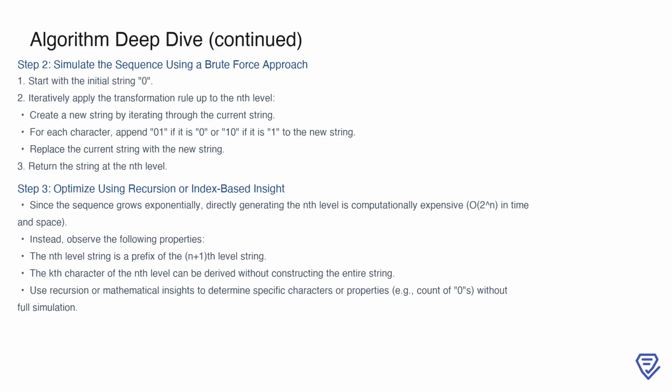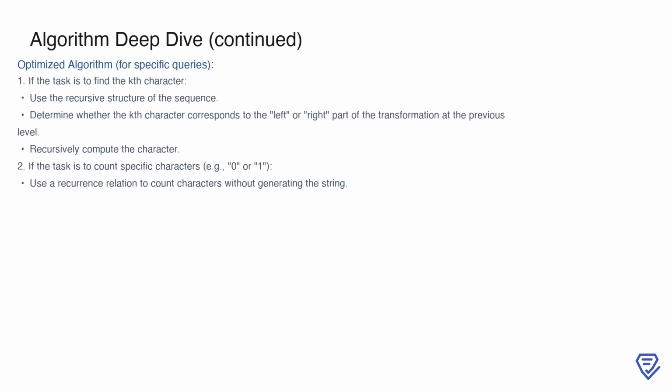To address this inefficiency, we need to optimize our solution by avoiding the full simulation of the sequence. To improve efficiency, we can leverage the recursive nature of the sequence. For example, if we need to find the kth character of the nth level, we can determine whether this character lies in the left or right part of the transformation from the previous level. Using this insight, we compute the answer recursively without generating the entire string. Similarly, if the task is to count specific characters like 0 or 1, we can use a recurrence relation to compute the counts iteratively. This avoids the need to explicitly construct the sequence, making our solution far more efficient.